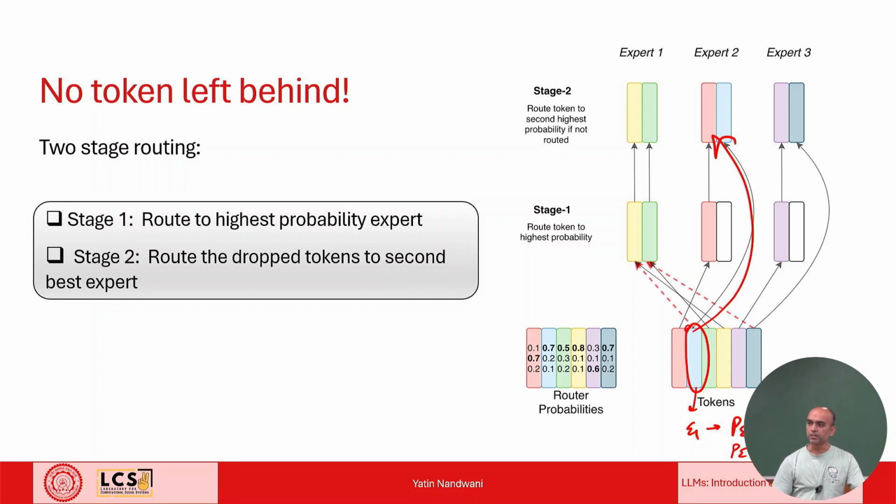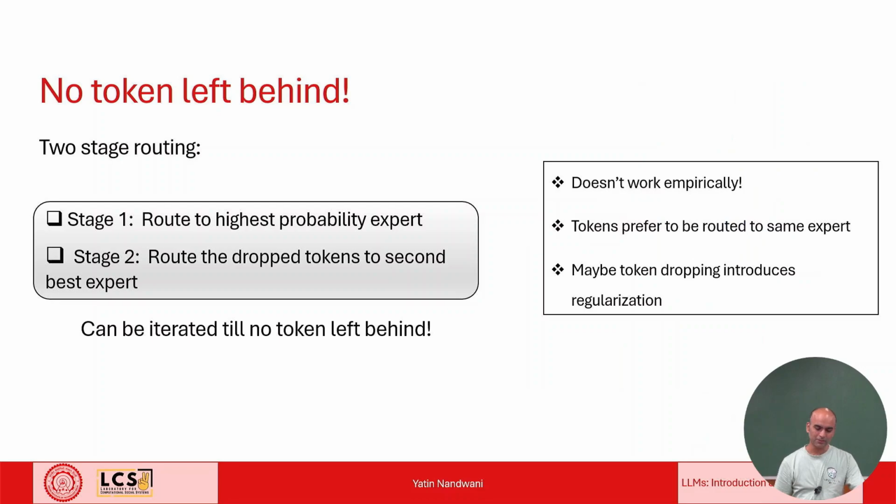But they stop at stage 2, and interestingly they observe that it doesn't work empirically. Again, we can hypothesize why it is not working, but there is no solid theoretical proof in such cases. Intuitively, the idea is that when you're dropping the token, it is kind of a dropout, and it is helping the model regularize better.